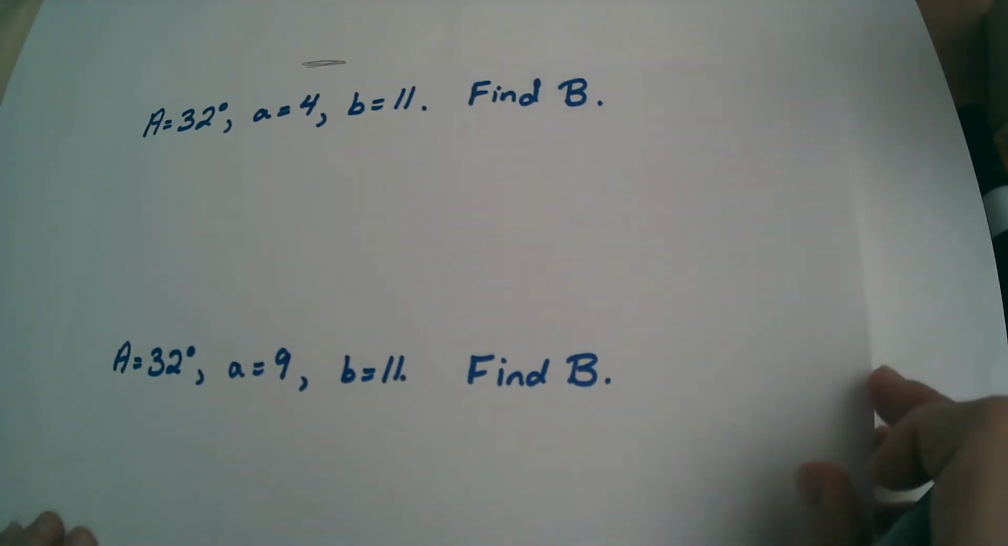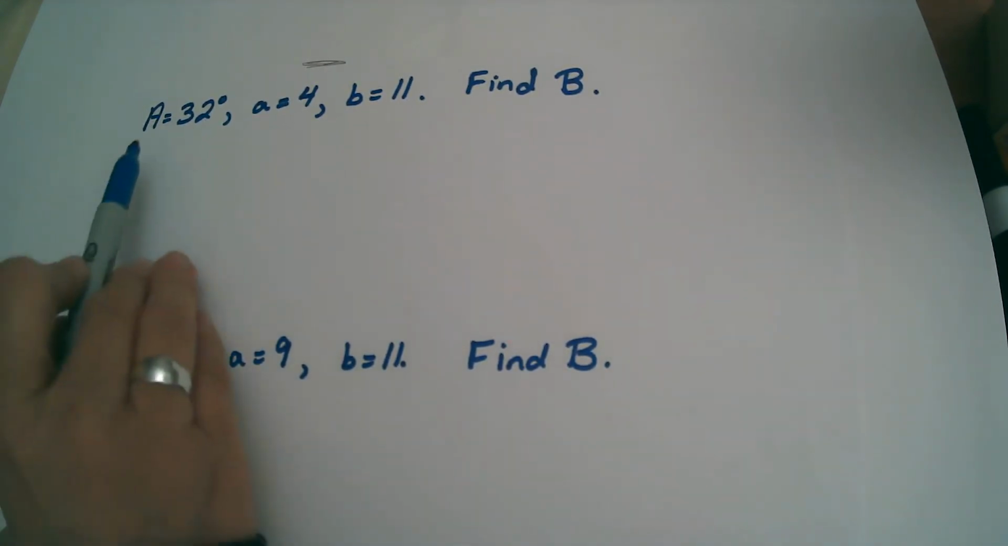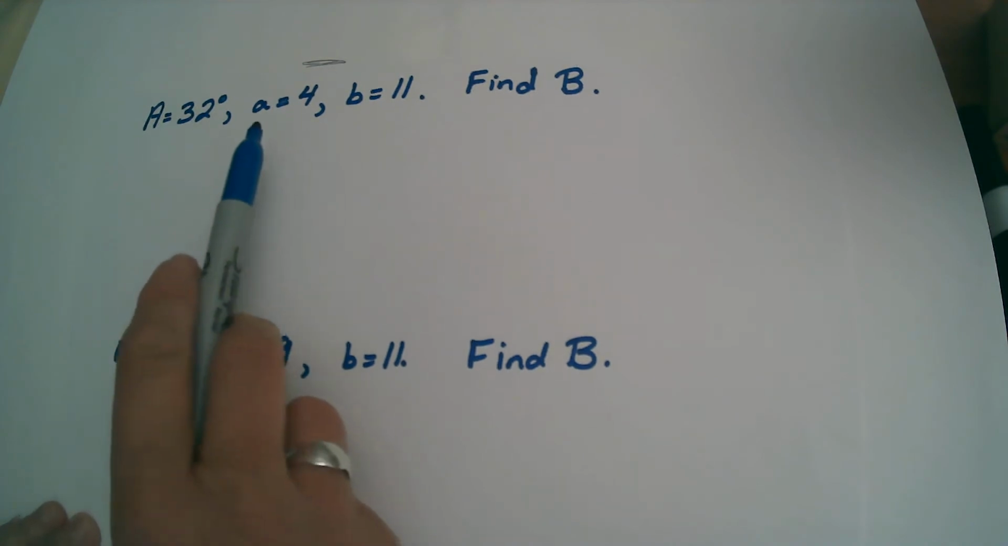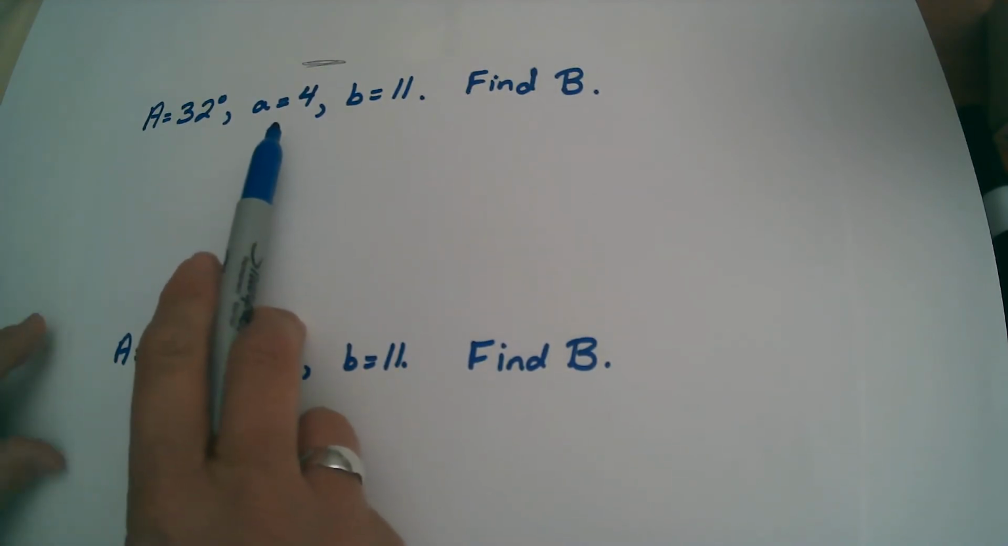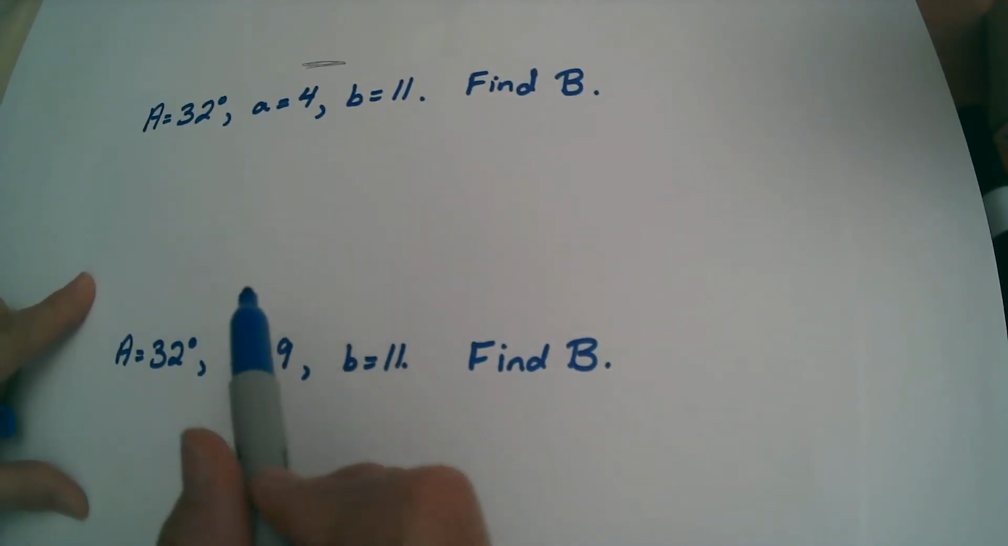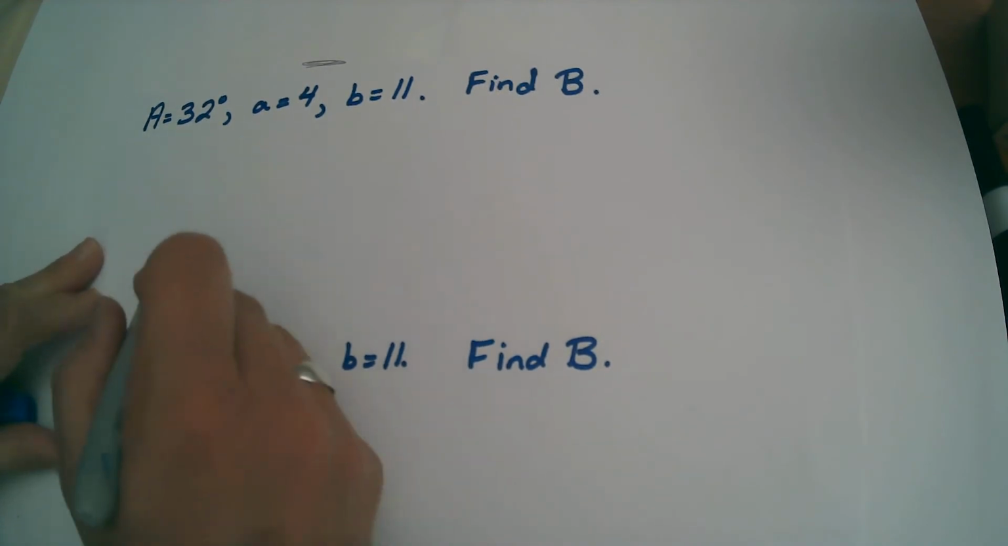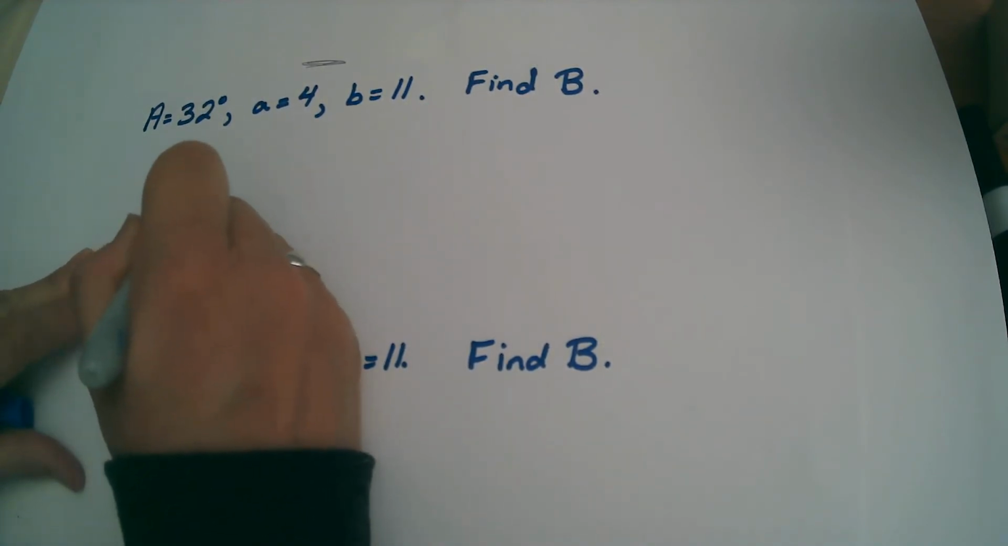Notice I kept it very similar. Angle A is again going to be 32 degrees. Side A is now only going to be 4, and side B is going to be 11 again. So let me draw that triangle.